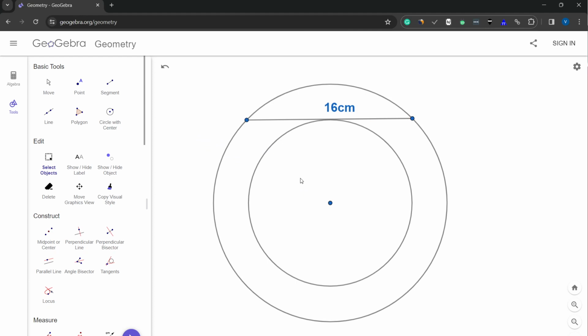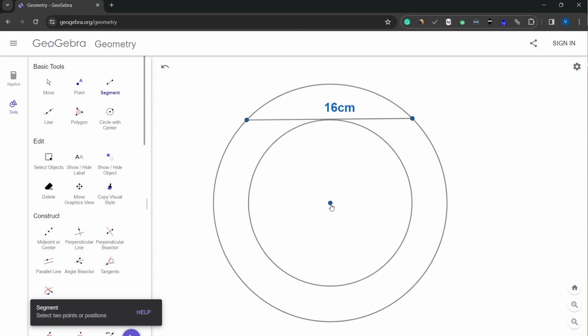So how do we do this? There are two ways of solving this problem. One is a longer method where we use the Pythagoras theorem, and there is an intuitive shorter method. We'll cover both in this video. So let's begin. Let's do the longer method first, and let's do some construction.